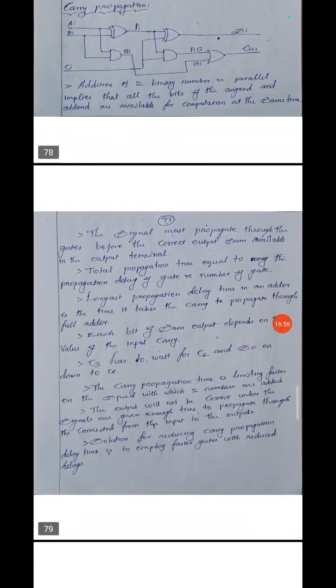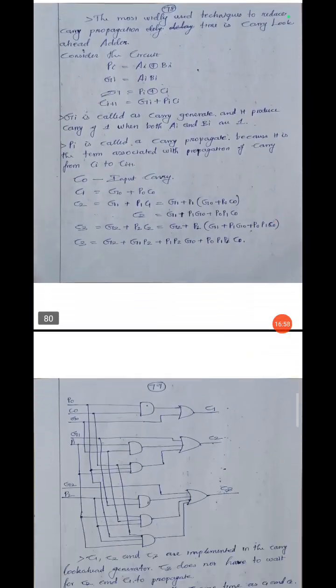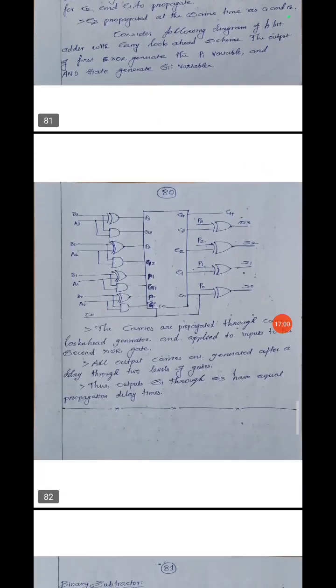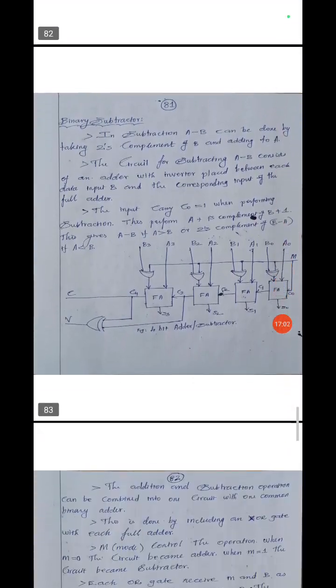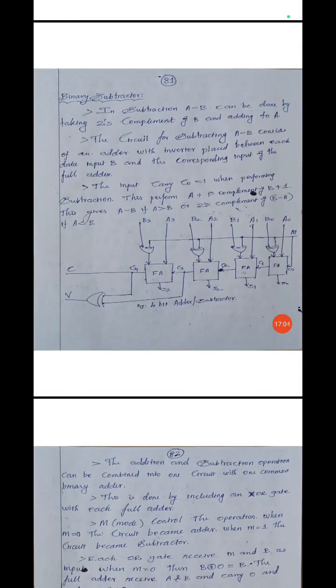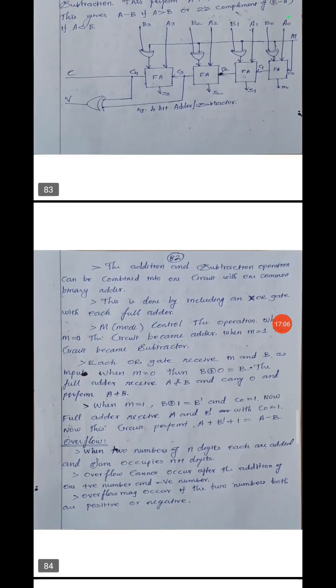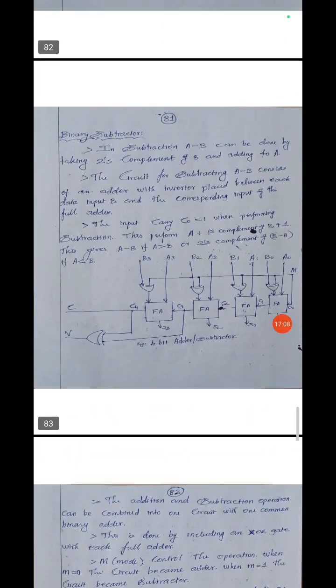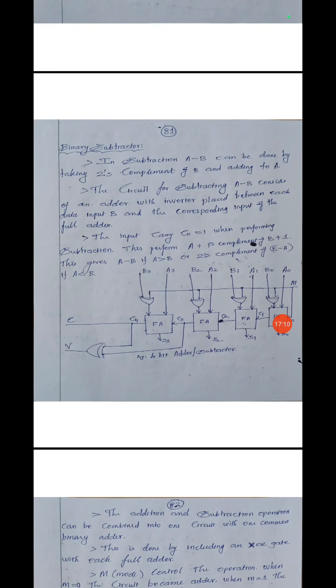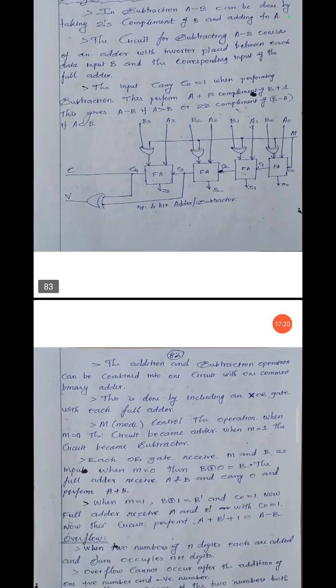In a similar way, the subtractor also: half subtractor, full subtractor. The logic diagram and implementation are very important. Then the binary subtractor, the 4-bit binary subtractor. Like the 4-bit full adder, it is a binary subtractor with a small change in the circuit. They use XOR gates at the input and output.